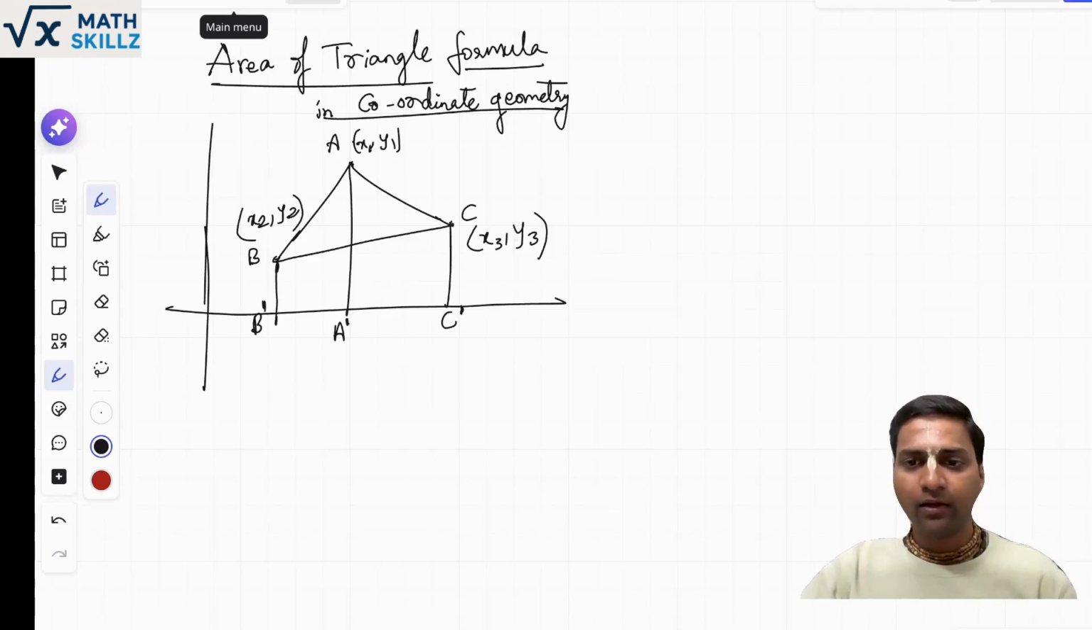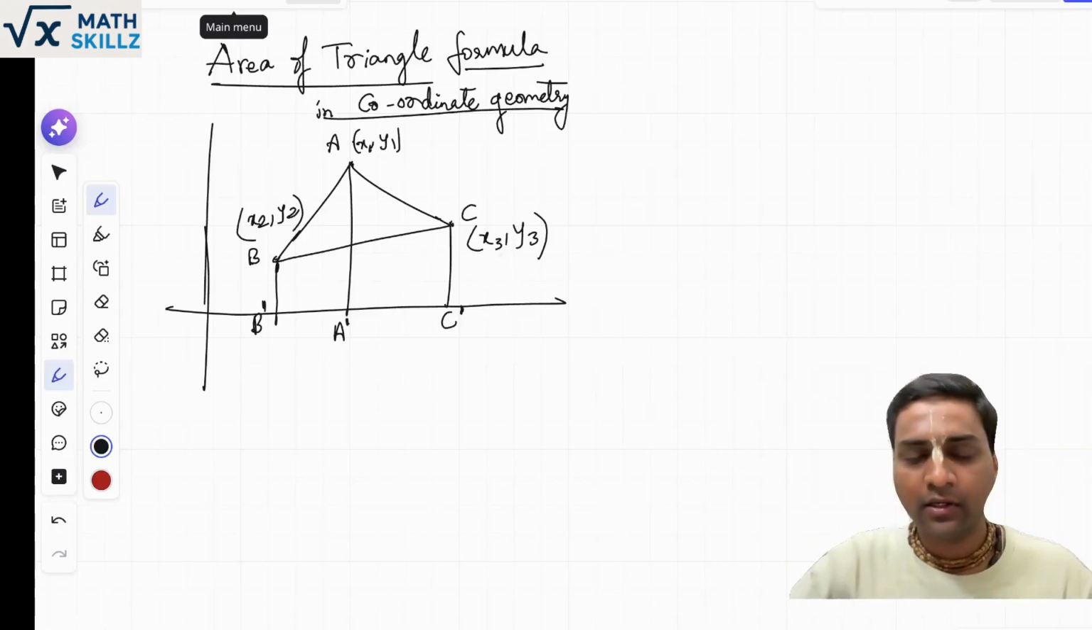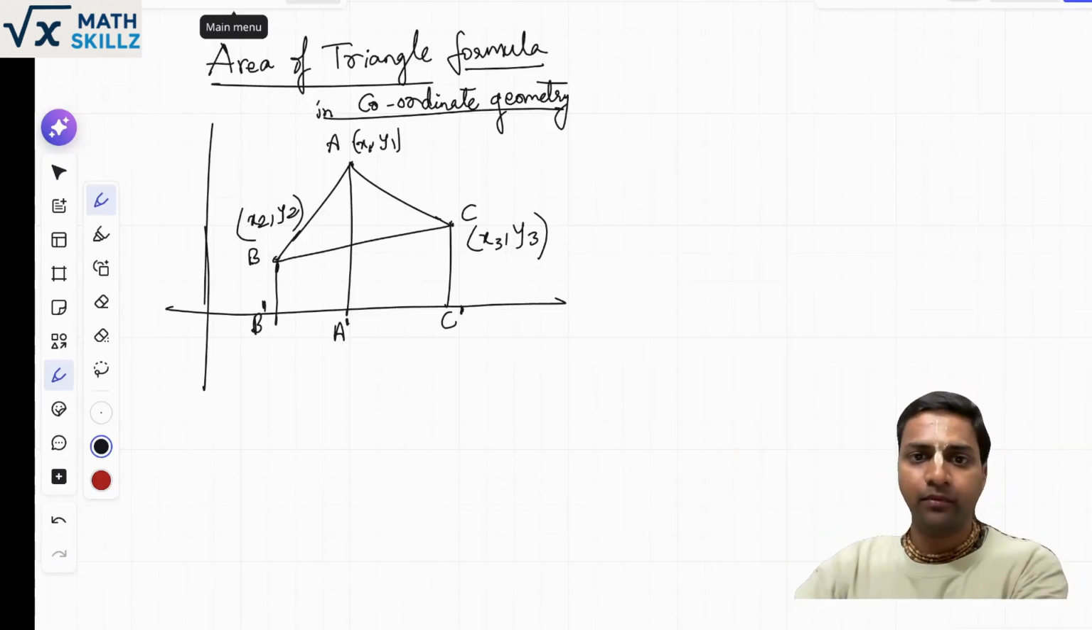So in this video, we will learn the area of triangle formula in coordinate geometry. This is in your 10th class CBSE board mathematics syllabus. Let us learn the derivation of the formula for the area of the triangle.